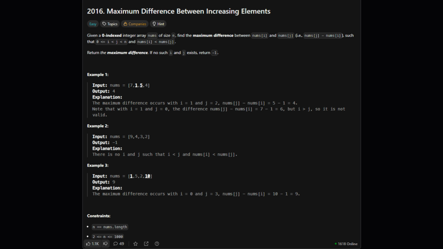Our goal is to find the pair that follows these rules and gives us the biggest possible difference, that is, the number at j minus the number at i. If we can't find any pair that fits the rules, we should just return -1.